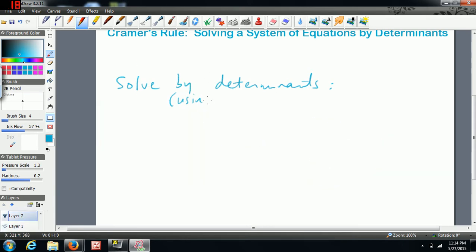So it could say solve using Cramer's rule. So you might be given a system of equations in the following way: 2x minus 3y equals 1, and x plus 4y equals -5. If we were asked to solve this system of equations by determinants or using Cramer's rule, we would solve it in the following way.